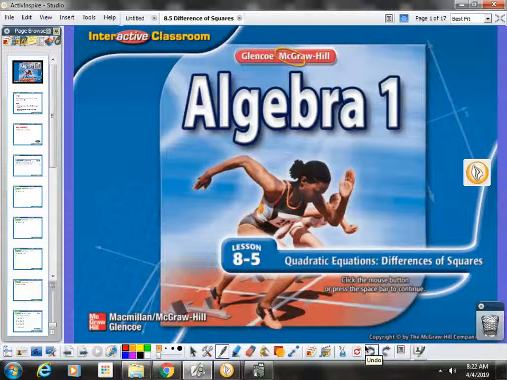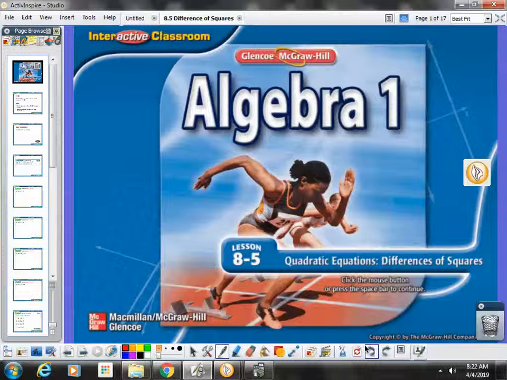You can title today's notes 8-5. Today's factoring method is called difference of squares. Difference of squares. Hopefully you guys all have a calculator. We're going to start by talking about what the phrase difference of squares means.